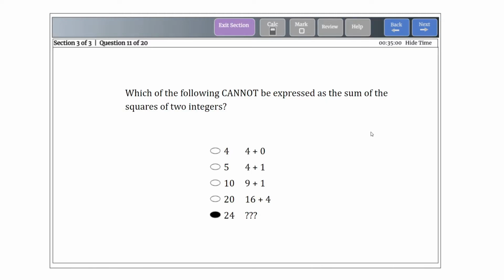Something that I do see some people miss, again, remembering that the word integer refers to not just positive numbers, but also 0 and negative numbers. 0 itself is an integer, which when squared gives you 0. So therefore, 4 would work, right? 4 plus 0 would be 4. Whereas something like 24, there is no way to represent that as the sum of two squares.